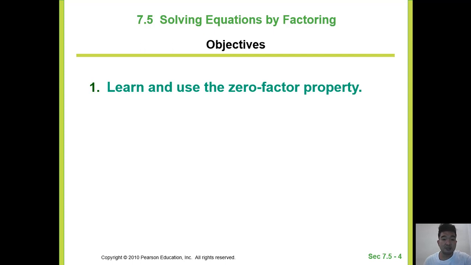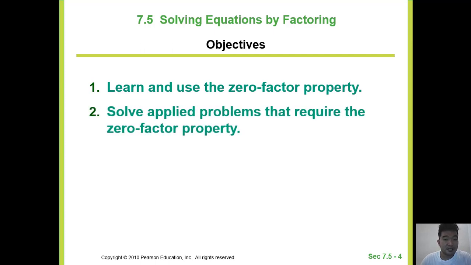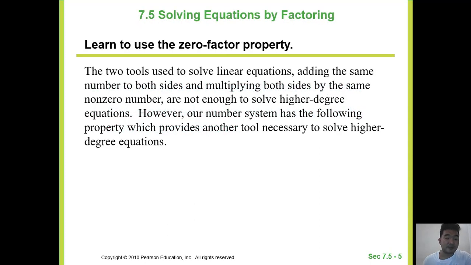Here, we'll be focusing on solving any type of equations using factoring, and we'll be emphasizing the zero factor property. And the second objective is to solve applied problems that require the zero factor property. Let's start. Learn to use the zero factor property.